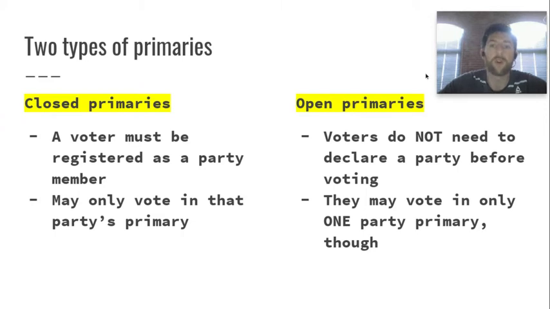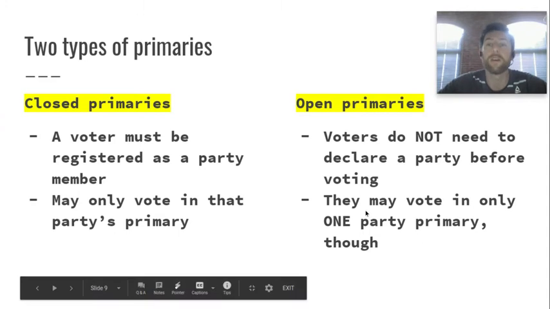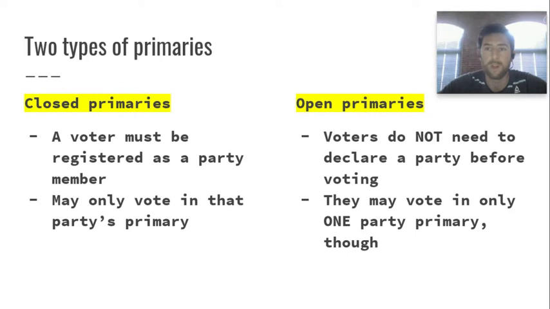For open primaries, voters do not need to declare a party before voting. So Rhode Island is an open primary state. I don't need to be a Republican or a Democrat in order to vote. I can just show up, and as long as I'm a registered voter, I can vote. And again, it's only one vote per person. They may vote in only one party primary, though. You have to pick. Make sure you pick the one that you're going to vote for.